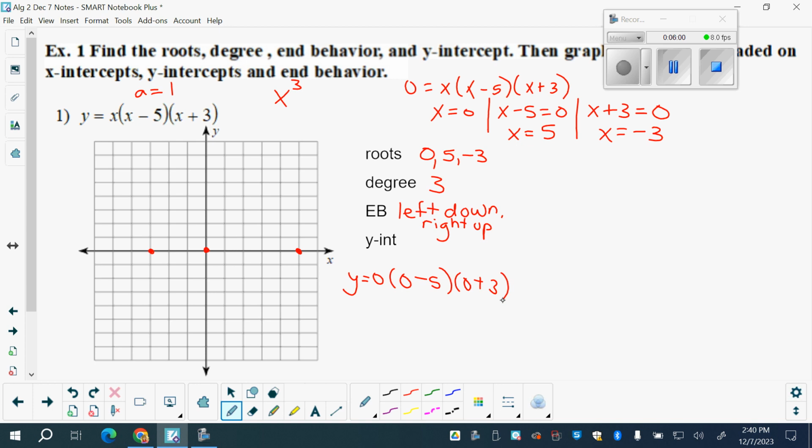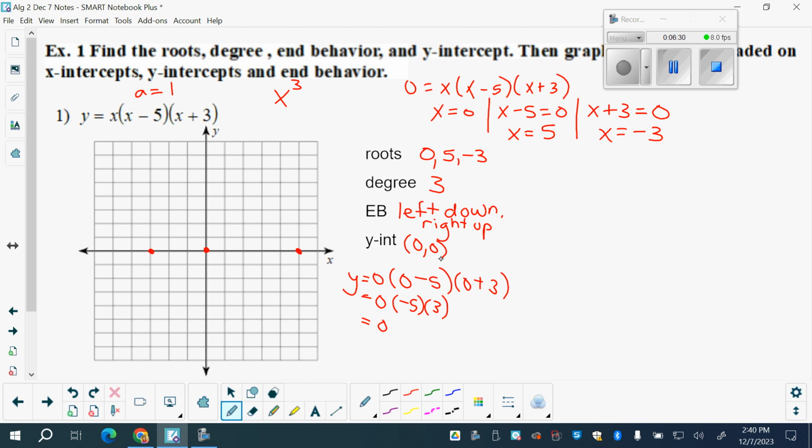I would say of all of them, this is the one that requires the most thinking. So this would give us 0 times -5 times 3. What is that going to give us when we multiply it out? 0. So this gives us a 0. Our y-intercept will be 0, 0. So we don't need to label that. We already have a point at 0, 0.